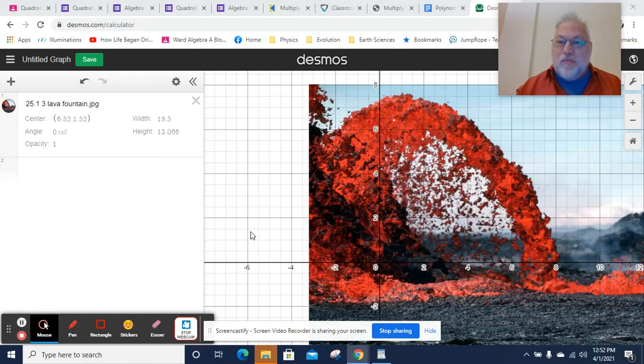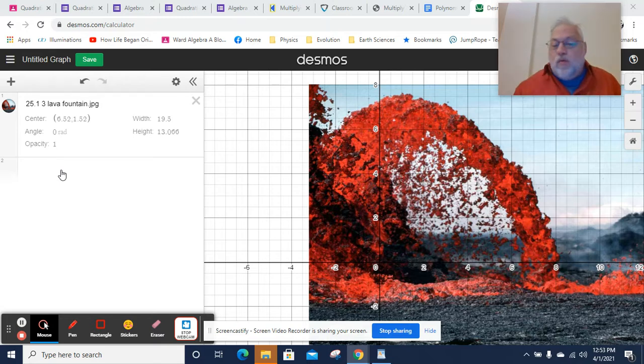Lava. I'm going to do a parabola graph for this lava fountain. I love this lava fountain picture because it really illustrates the way gravity causes things that are sailing through the air to form the very familiar parabolic pattern, which can be modeled with a quadratic polynomial. And there are three basic ways we can structure our polynomial.